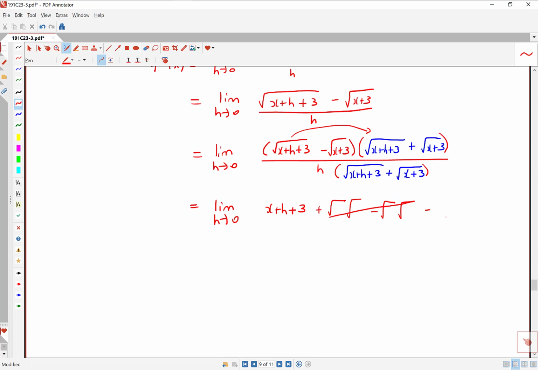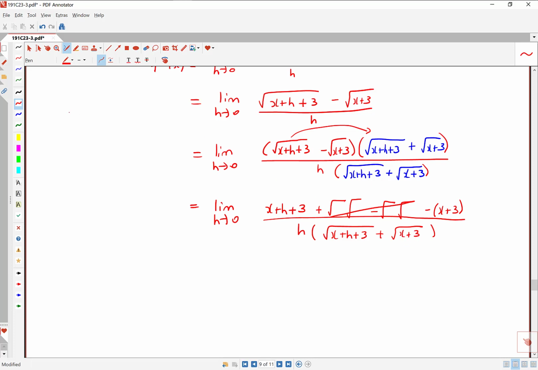And then we'll have a minus root x plus 3 times another root x plus 3. So that's just going to give us a full minus x plus 3. The thing I would be careful of here is just the bracketing, because we do need to make sure that both the x and the 3 are being subtracted off. Okay, so that's how I would approach that numerator there. And then the denominator, we're just going to keep it factored. So h times the conjugate radical, root x plus h plus 3 plus root x plus 3.